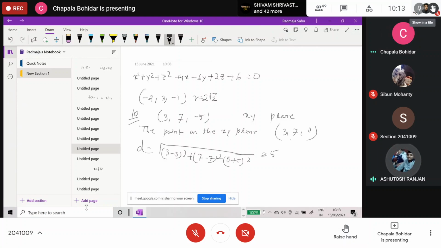Root 34, yes. From the y-axis, root 34. The z-axis is root 58. Yes. Already I discussed the center and radius, how you find them.